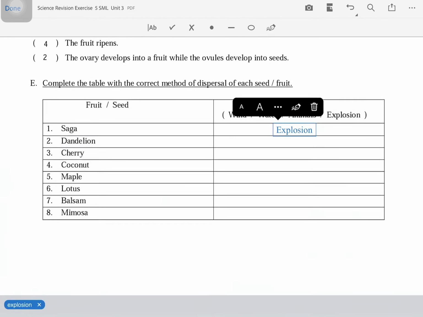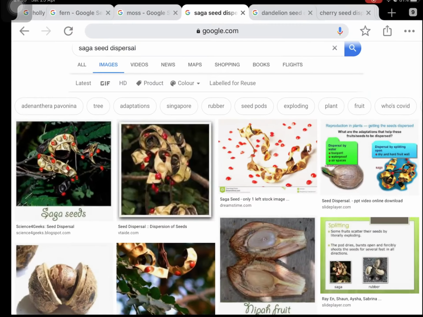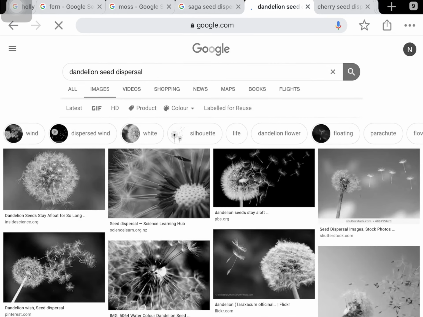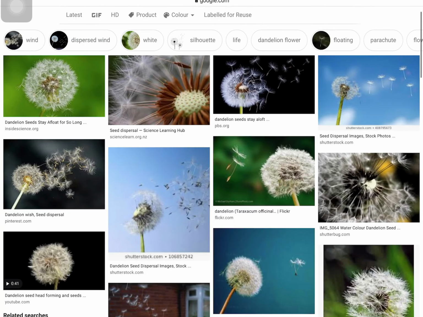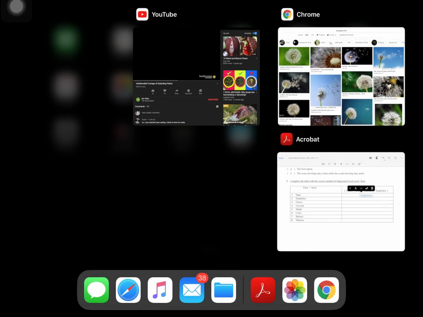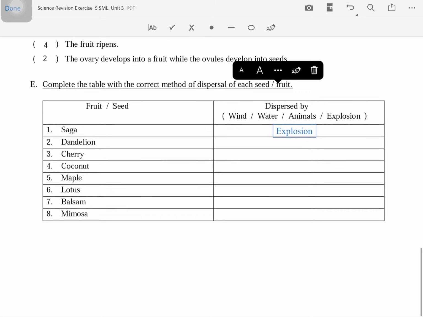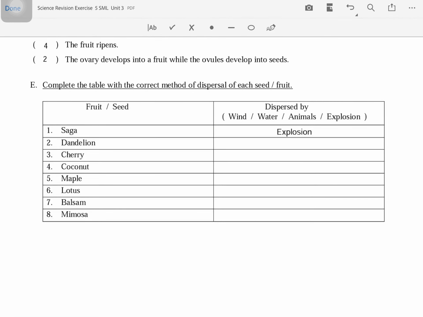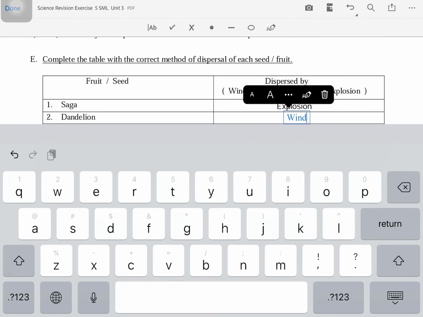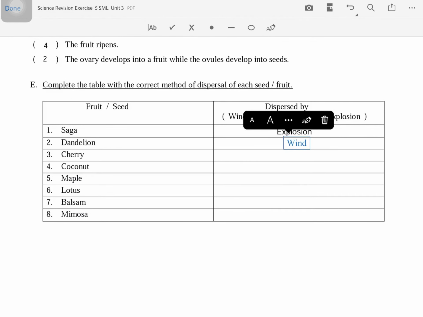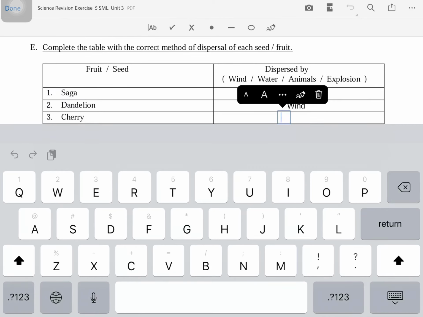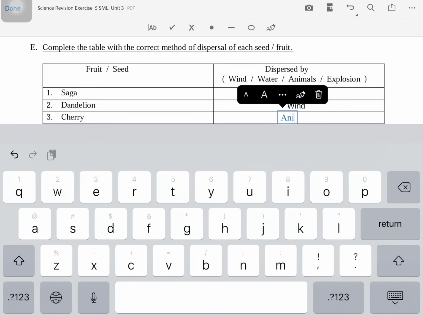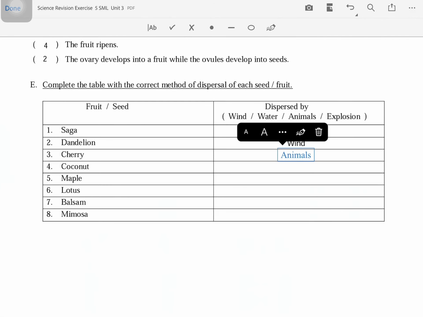And then dandelion. How does a dandelion look like? This is what a dandelion looks like. In the video last week also, you can see dandelion is dispersed by the wind. W-I-N-D. Now, how about cherry? Cherry is a fruit red in color. It is juicy, so that it can attract animals to eat it. So the answer is obviously animals.